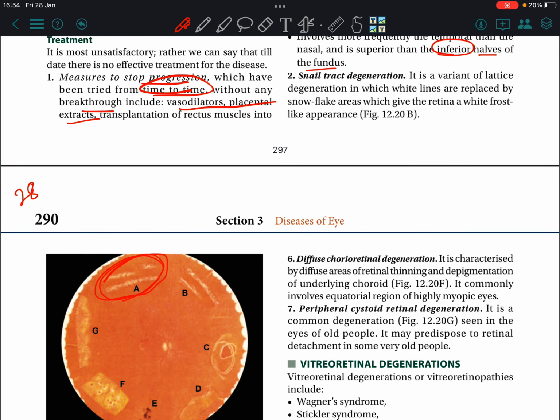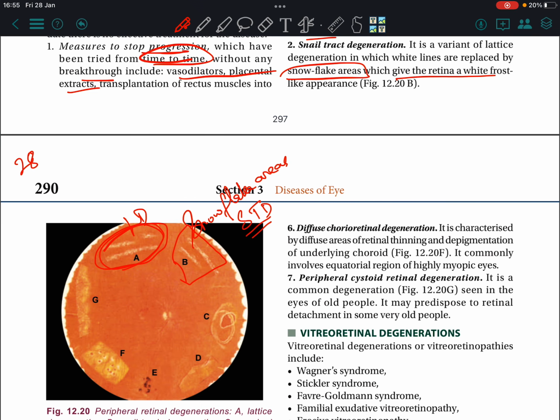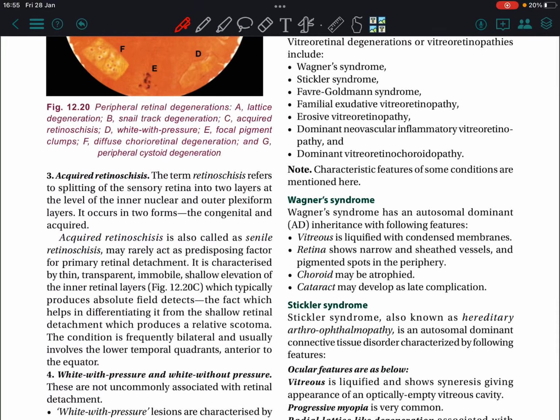Snail track degeneration. It is a variant of lattice degeneration in which the white lines are replaced by snowflake areas that give the retina a white frost-like appearance.